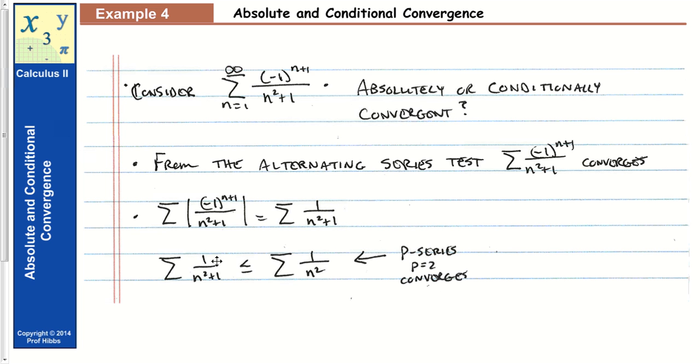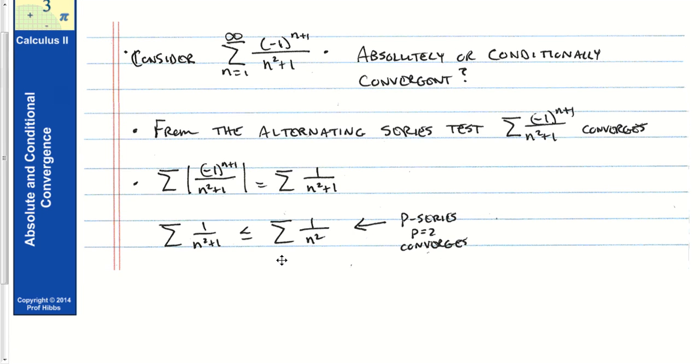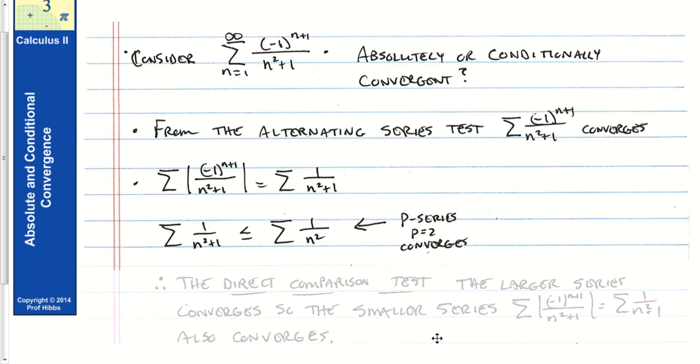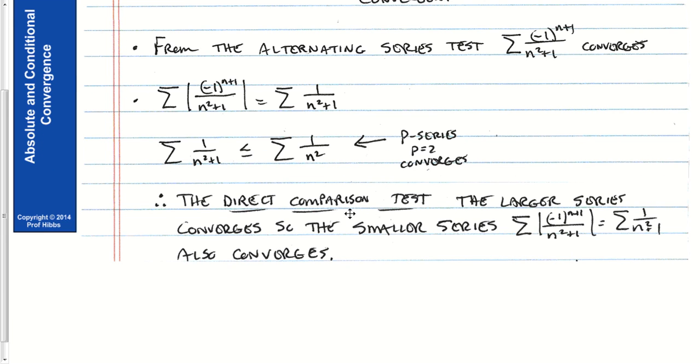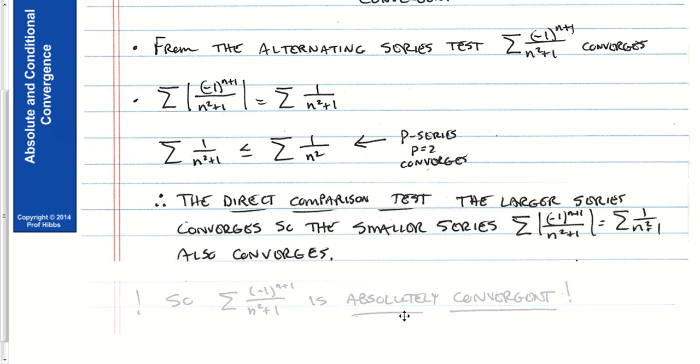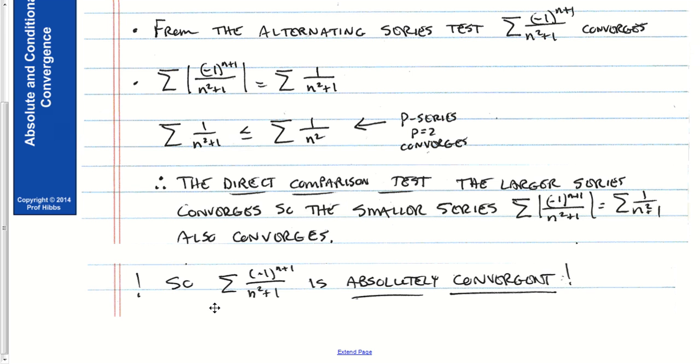And since each of these terms is smaller than these, because each of these denominators is bigger than these, we know this series is smaller than this series, its sum. And this is a p-series where p is equal to 2, and we know that converges. So if this converges, then a series that has a smaller sum must also converge. And so the series of absolute values converges, and that's all I'm saying here, is the direct comparison test: the larger series converges, so the smaller one does. So that tells us that our series is absolutely convergent.